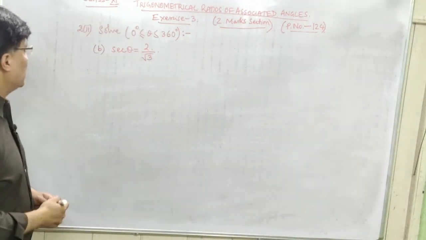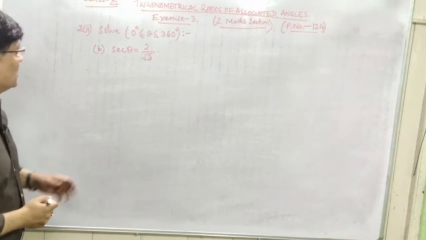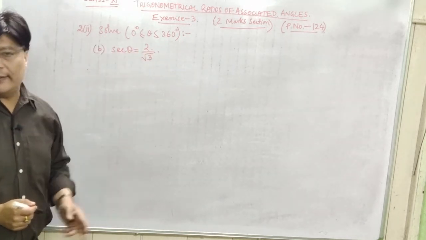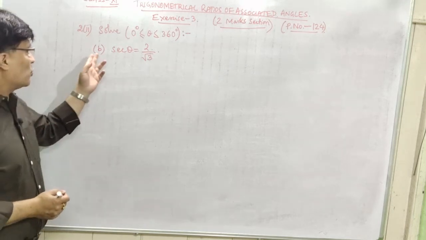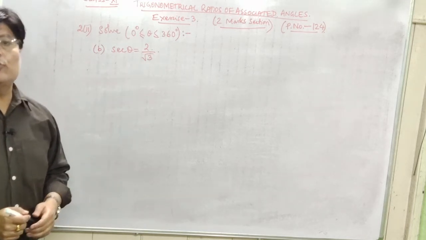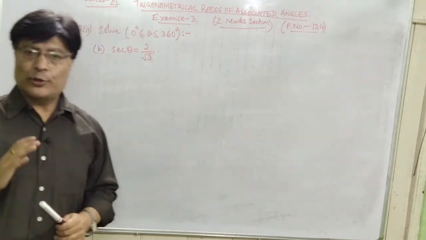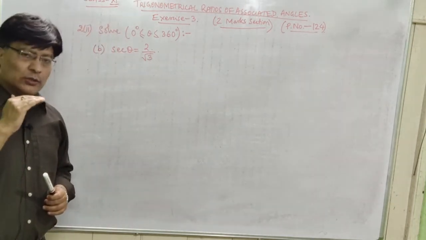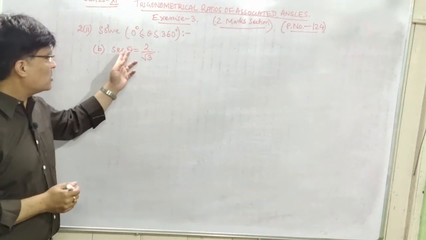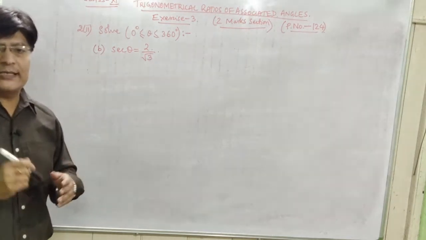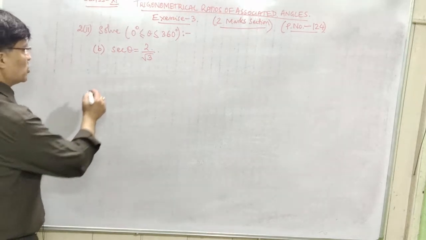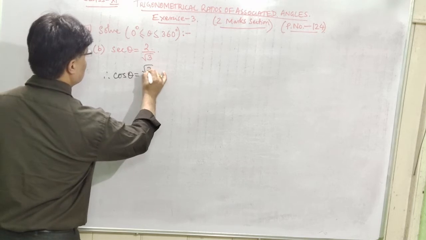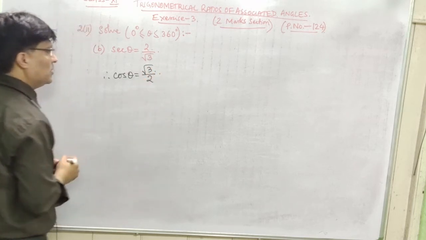So now we'll do the next problem, that is number B. Here also you have to solve for theta, and theta lies within 0 degree and 360 degree. So question number B is sec theta is equal to 2 by root 3. So sec theta can be changed into cos theta, you know that, isn't it? If sec theta is equal to 2 by root 3, you know that cos theta and sec theta are opposite trigonometric functions. So therefore, cos theta is equal to root 3 by 2.